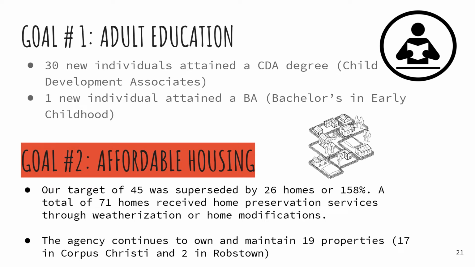Goal number 2, affordable housing. Our target of 45 was superseded by 26 homes, or 158%. That means that a total of 71 homes received home preservation services through weatherization or home modifications. The agency continues to own and maintain 19 properties, 17 in Corpus Christi and 2 in Robstown.